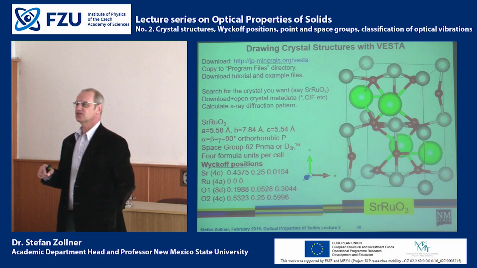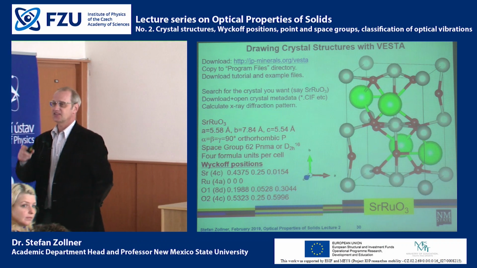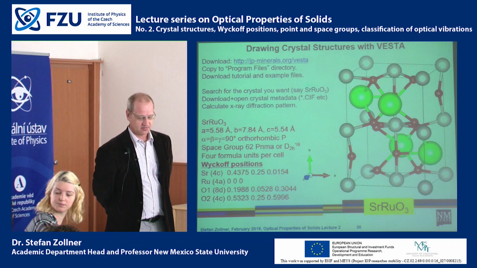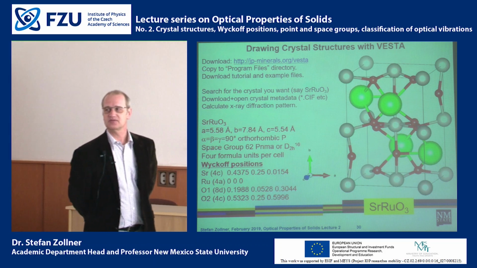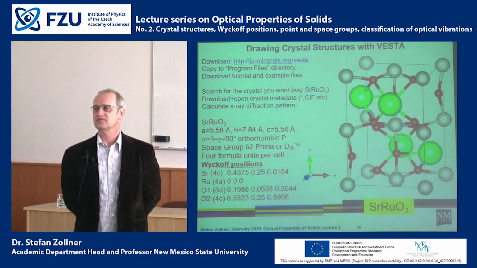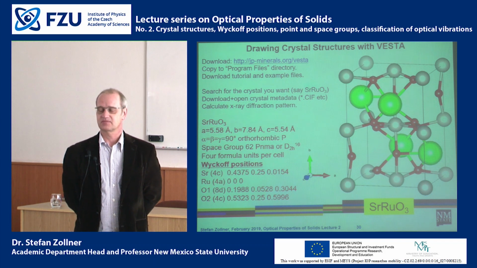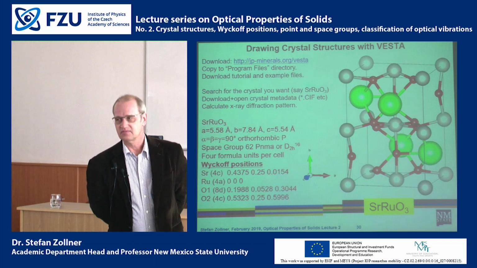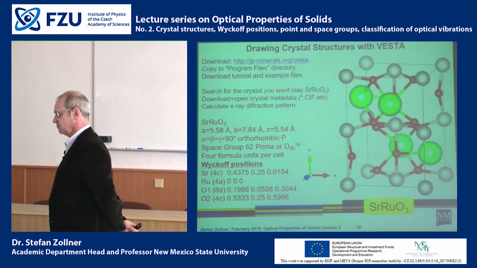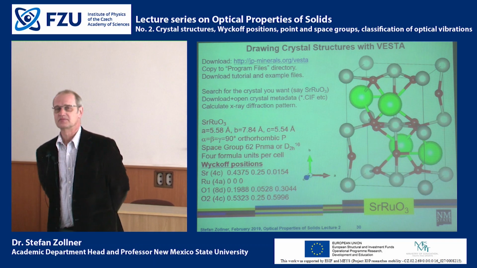Do you have any questions so far? Yes? I missed this point maybe. So if I have a compound and I want to know all these parameters for the compound, this lattice constant and alpha, beta, gamma and all of this, which database should I go to?